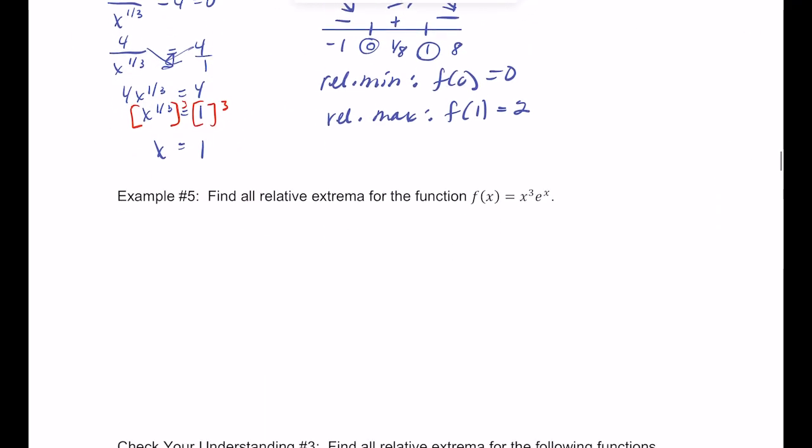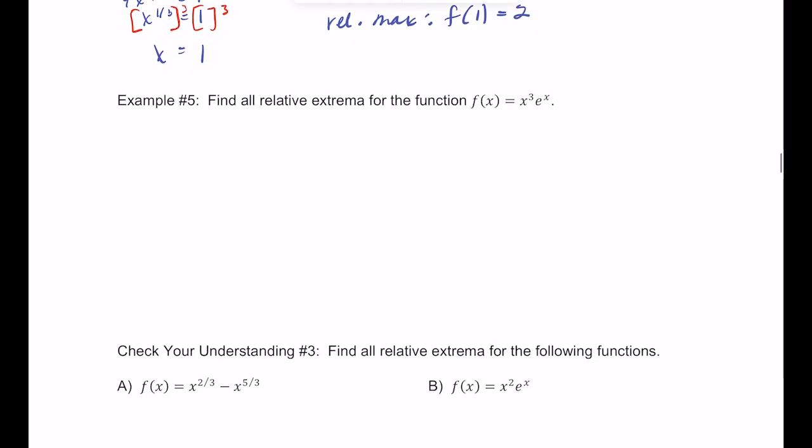Okay, let's take a look at this guy. Find all relative extrema for the function f of x equals x cubed e to the x. Okay, so the first thing I have to do when I use the first derivative test is find the derivative of f of x. And if you notice, it's a product, right? So that means I have to use the product rule for derivatives.